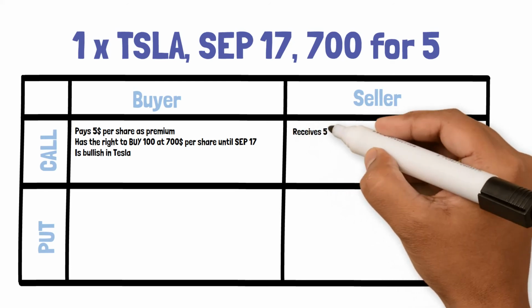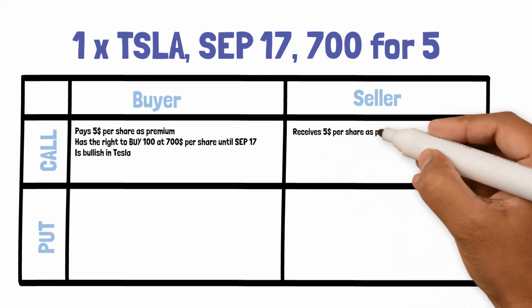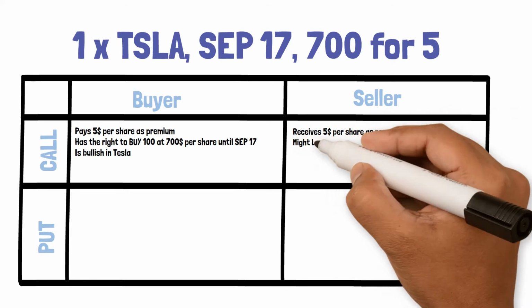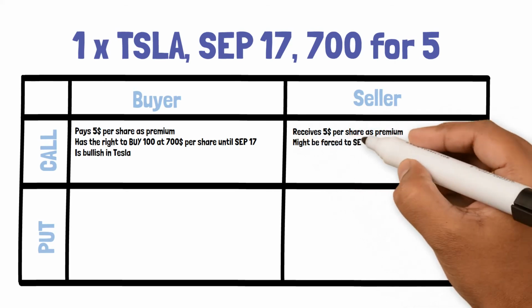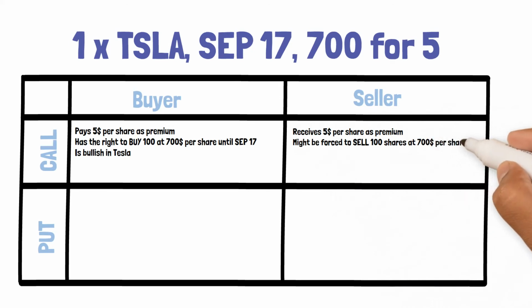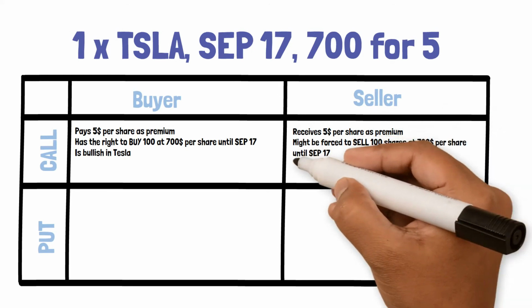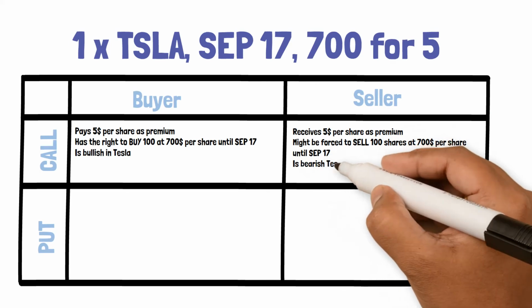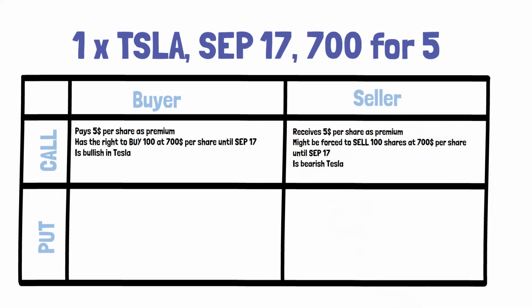If on the other hand you are the one selling the call option, you will receive the premium from the buyer, $5 per share, that you get to keep no matter what. You might be obligated to sell 100 shares of Tesla by September 17 at $700, regardless of the market price of the stock. When you are selling call options you are expecting the price of the underlying to be below the strike price. In other terms, you are bearish on this stock.